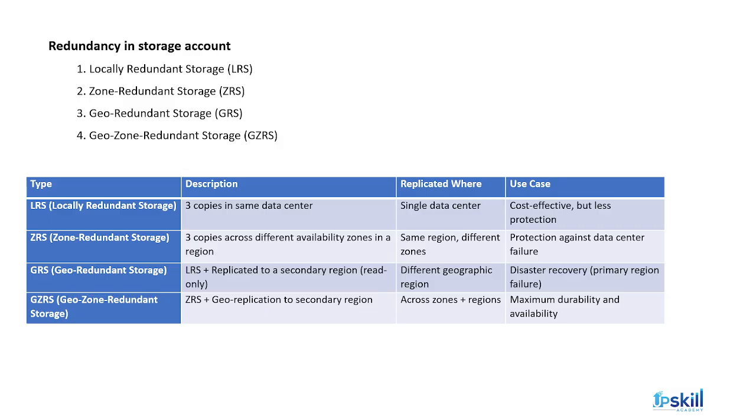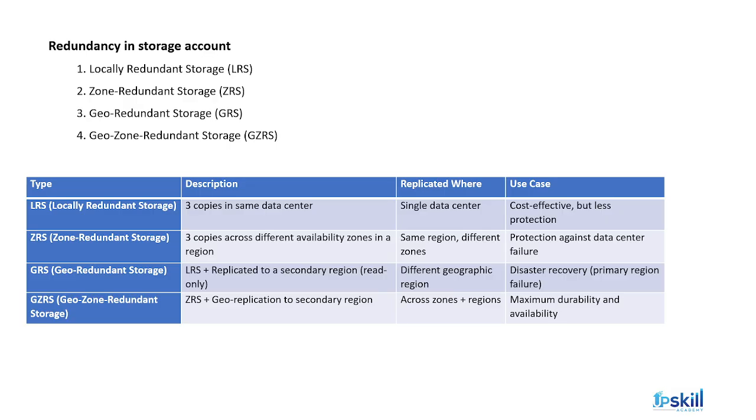Geo zone redundant storage combines the ZRS in a primary region with LRS in a secondary region, asynchronously replicating to the second region. And where does it get replicated? Across zone plus region. It will cover the region as well as the zone, and it is the best use for highest durability, like banking systems, the insurance domain and so on, which require both zone level resilience in a primary region as well as disaster recovery for the entire region.